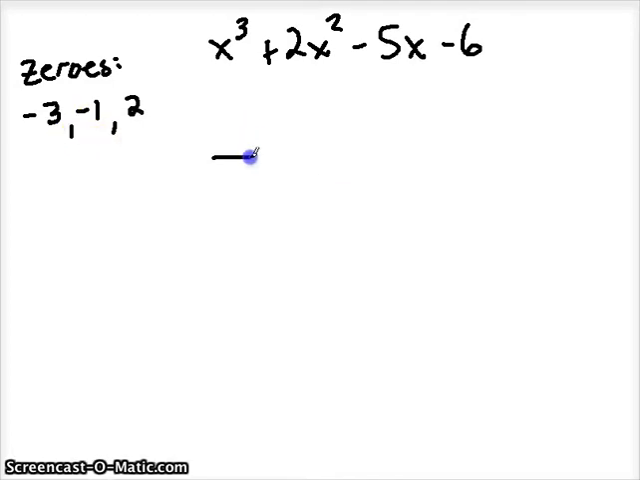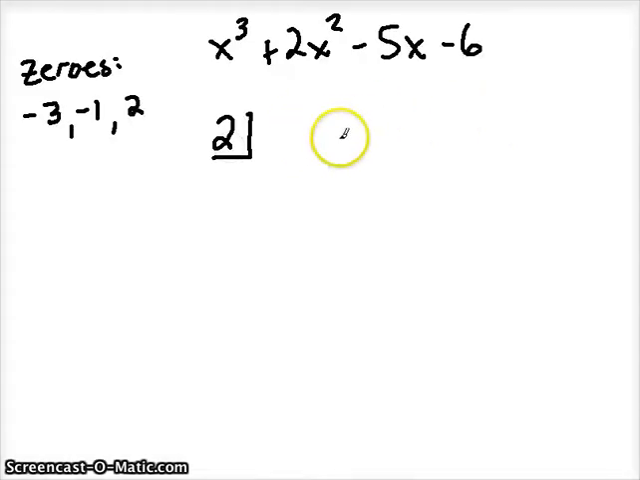When we do that, we place one of our zeros in our little box here. If you don't know what synthetic division is, check out that video. I'm going to use +2 just because it seems easy, so I'm going to put my 2 in the box. I'm going to list my coefficients here: +1, +2, -5, and -6.